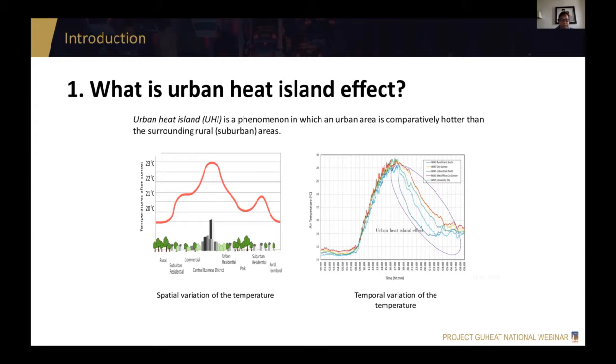To illustrate this effect, shown in the left is the temperature profile of a locality. The urban area is represented by buildings, and the surrounding rural areas are represented by these trees. One can see that there is a bulging of the temperature profile over the urban area. In the right-hand figure is the diurnal evolution or variation of the temperature in one day.